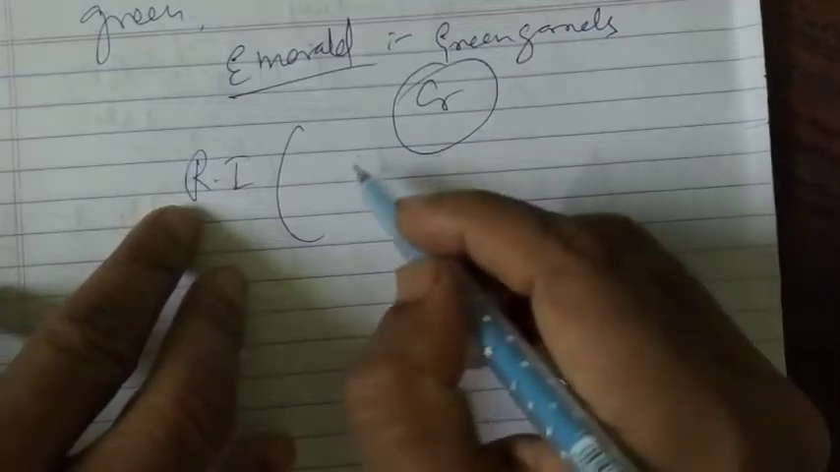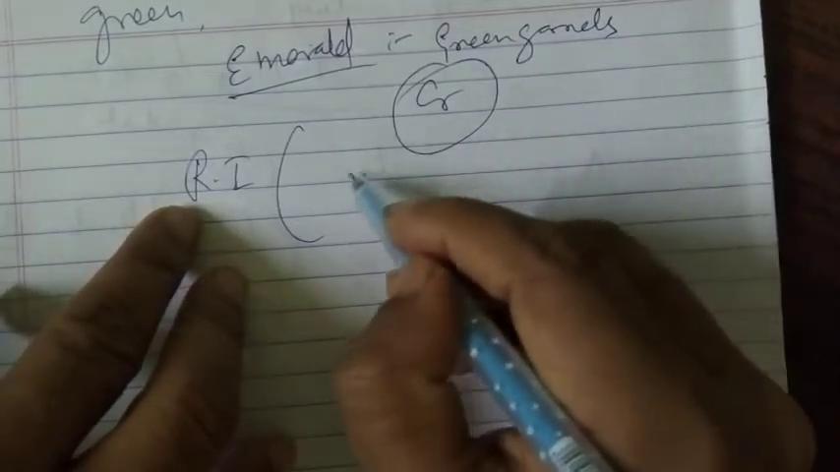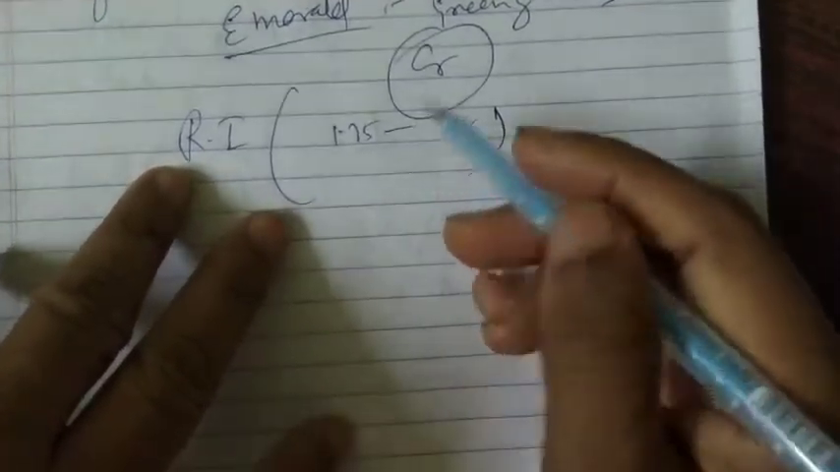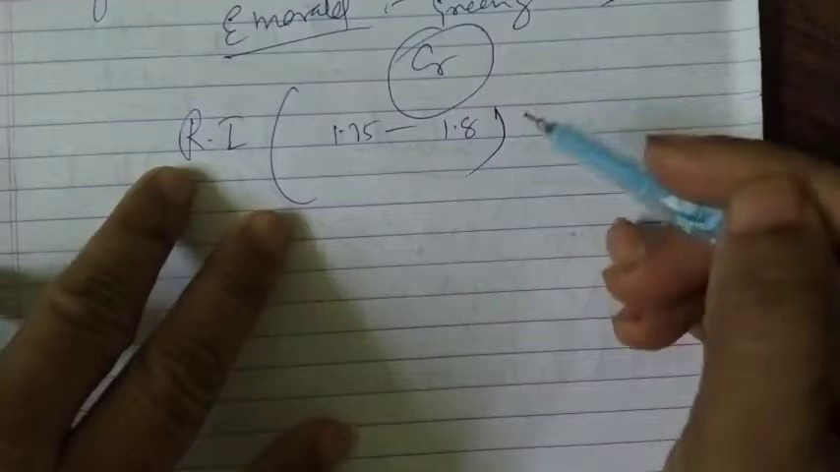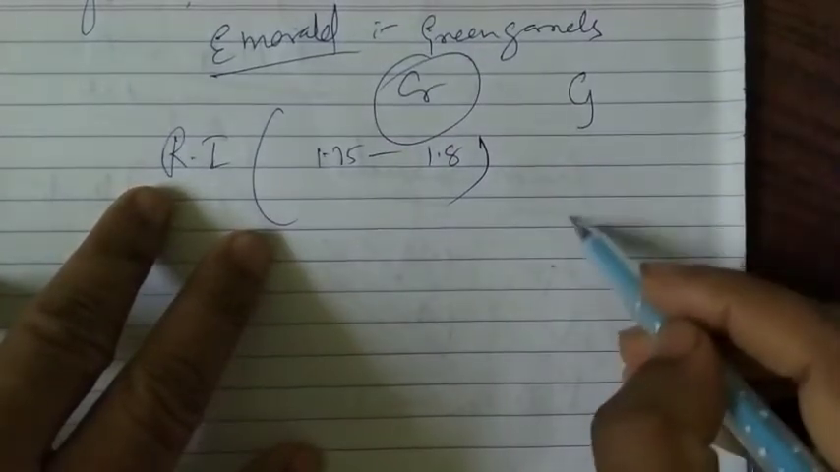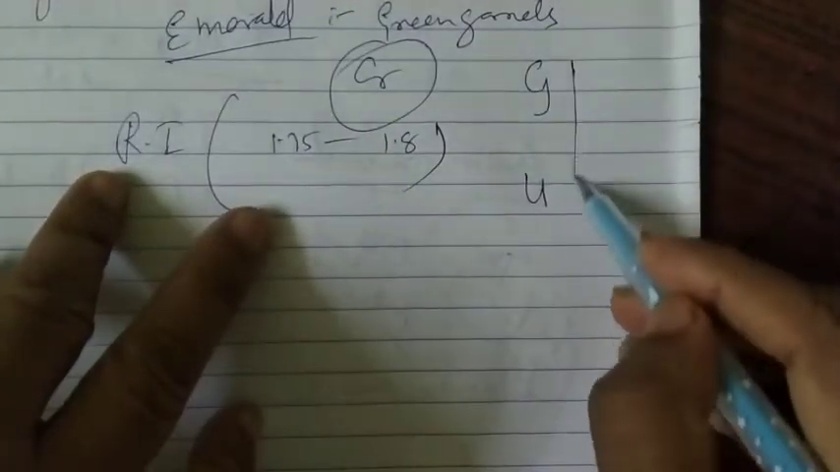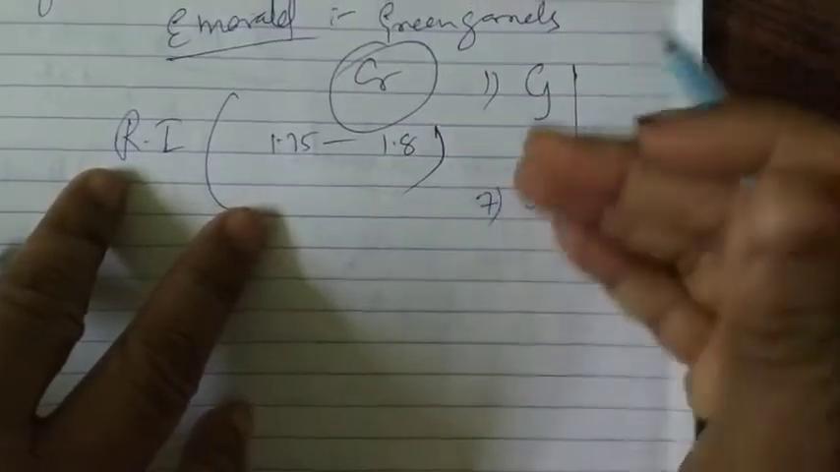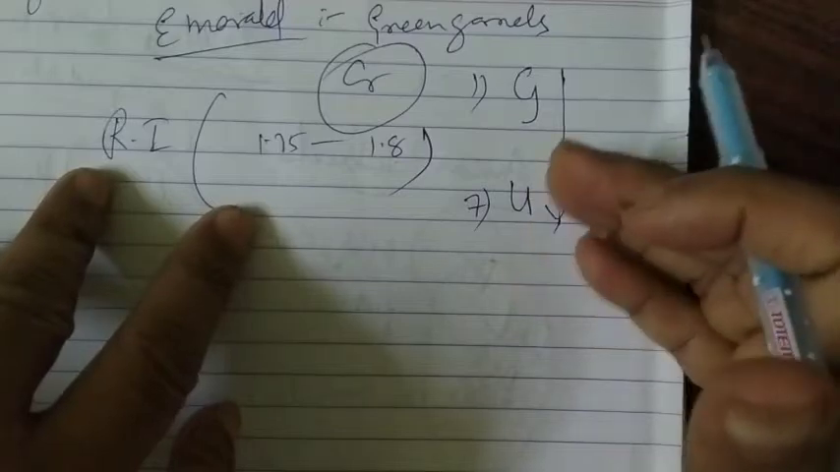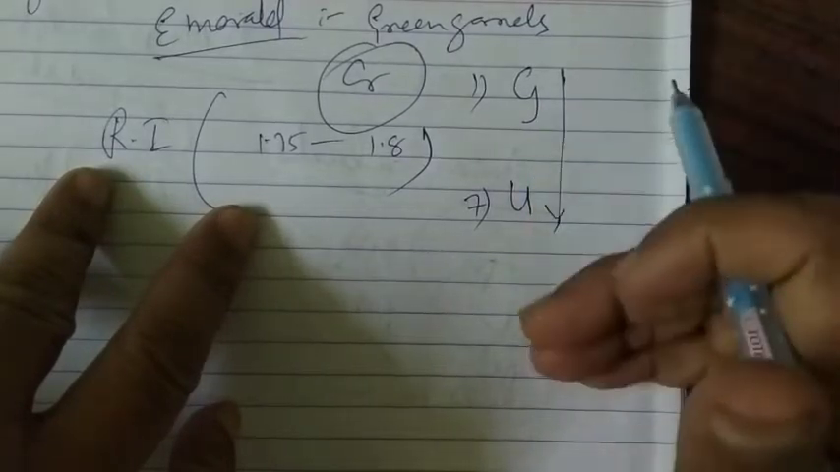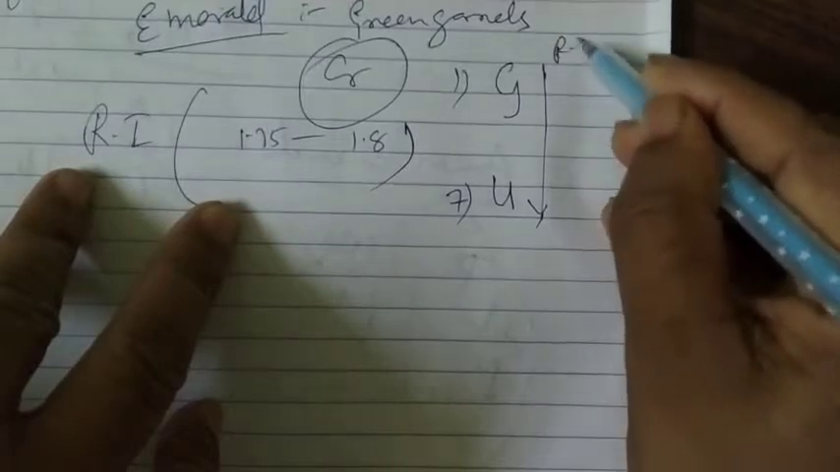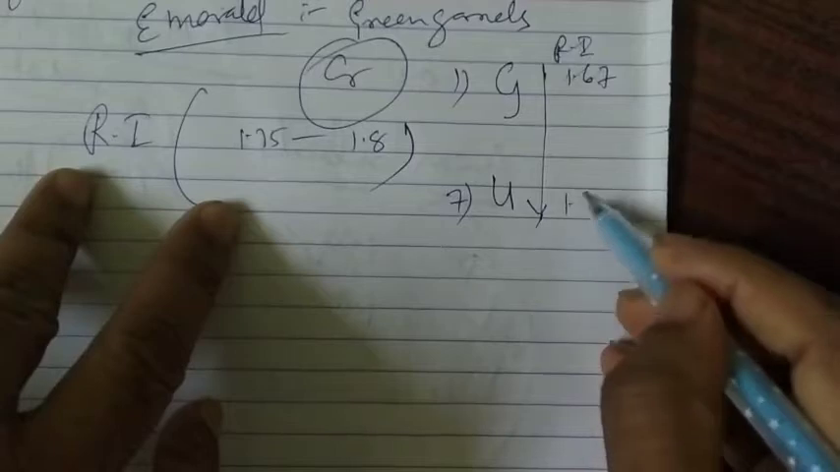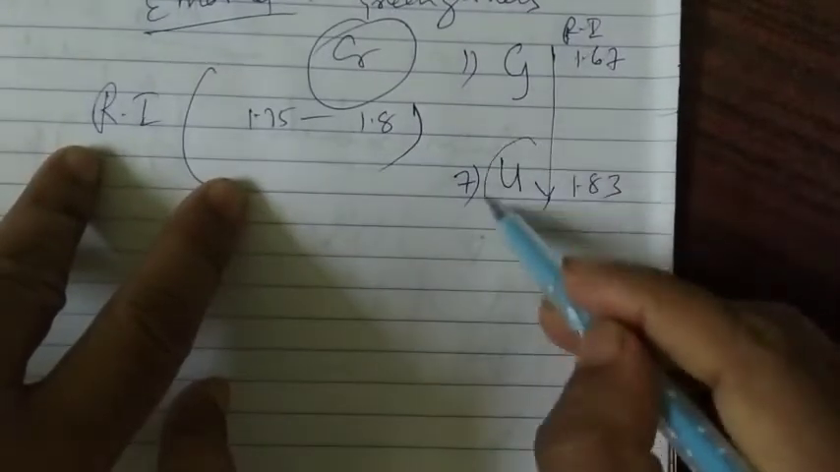These have a very high refractive index usually, to the level of 1.75 to 1.8. Okay, so it is high usually, and from grossular to uvarovite it increases. From 1 to 7 what we have learned now, if you see the RI value, it changes like this. It starts from 1.67, and the last one is 1.83. So this is the highest RI value.